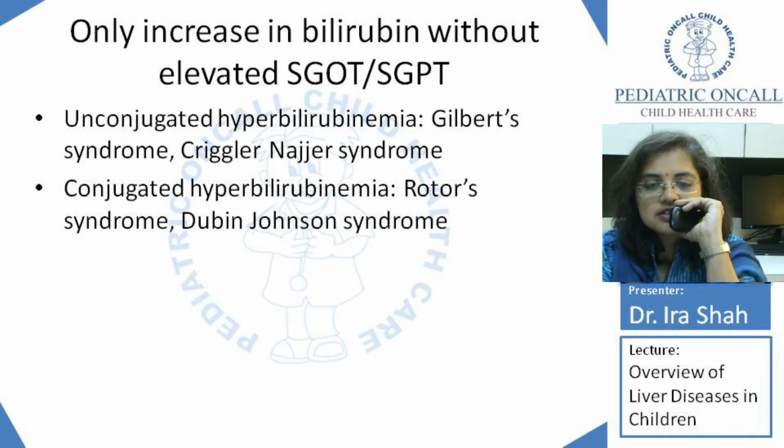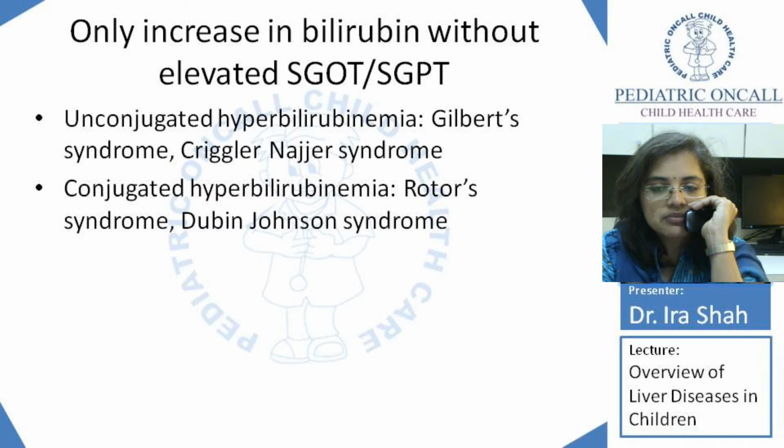And only increase in bilirubin without elevated SGOT, SGPT. If it's unconjugated hyperbilirubinemia, think of Gilbert's or Crigler-Najjar. If it's direct jaundice, think of Rotor's syndrome or Dubin-Johnson syndrome. These are benign conditions, so you don't really need to worry about these conditions.